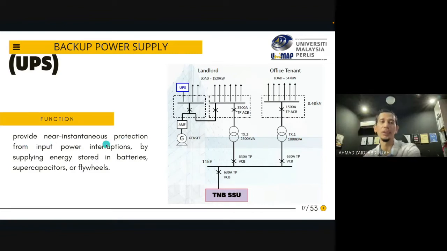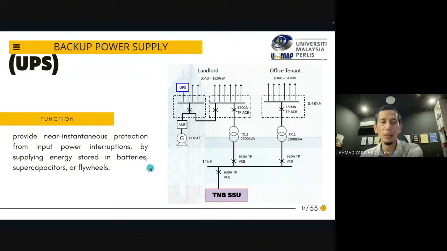Its wording is near instantaneous. So protection from input power interruption by supplying energy stored in battery, super capacitor or flywheel. So there are three of them. Either battery, super capacitor or flywheel. It depends on the type of UPS that you are using. Normally we are dealing with batteries, easy to maintain and so on.